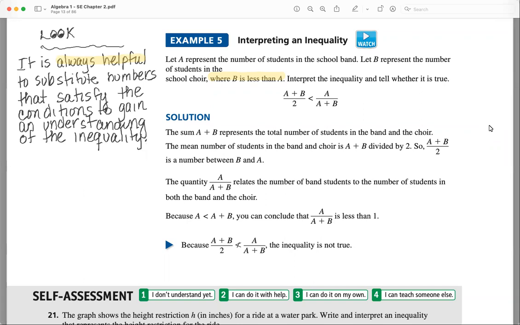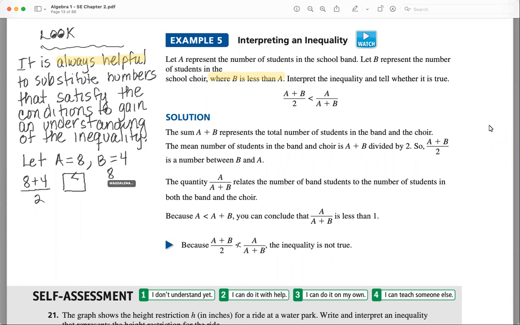So we know that B is less than A. So randomly, and don't use very large values, I'm going to let A equals 8 and B equals 4. You can use any numbers, 1, 2, okay? And then I'm going to go ahead and follow the inequality. So I have A plus B, A plus 4 divided by 2. And then it says that they're less than, right? So let's see if that's true.